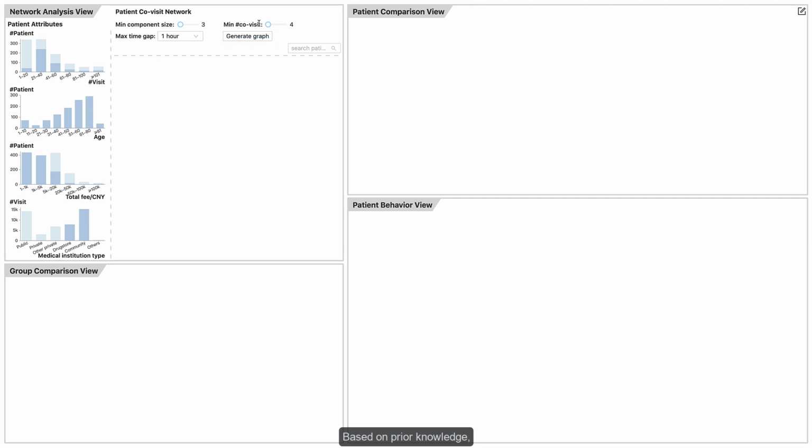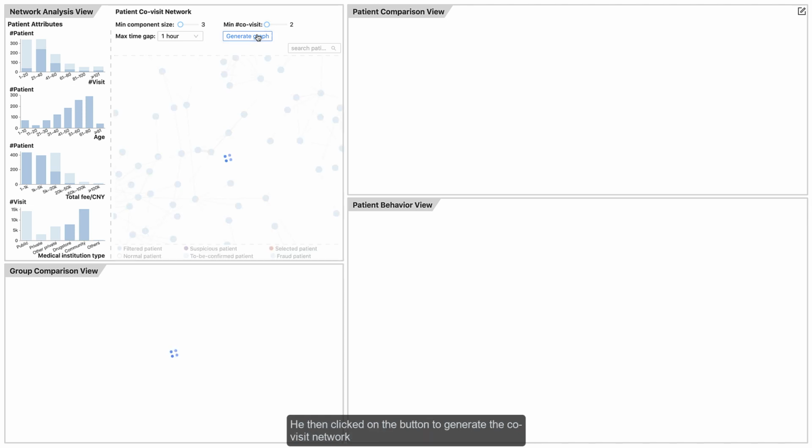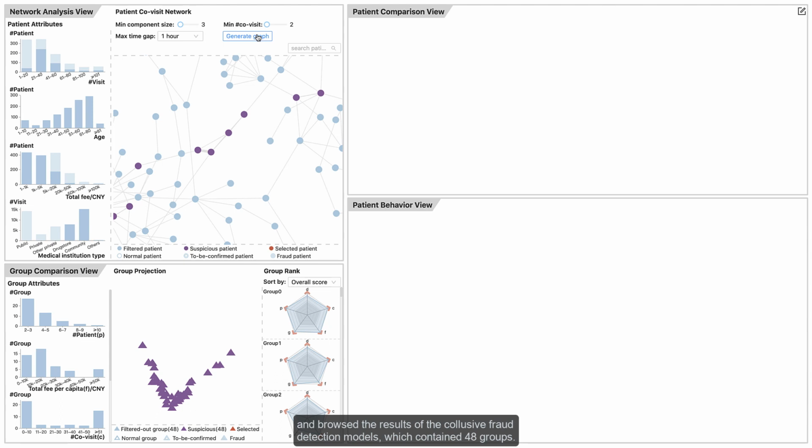Based on prior knowledge, he set the maximum time gap for co-visit to 1 hour and the number of co-visits to at least 2. To avoid missing collusive fraud, while excluding single patients and small groups of only 2 patients, he set the minimum group size as 3 and adjusted the minimum number of co-visits from 4 to 2 to generate the co-visit network. He then clicked on the button to generate the co-visit network and browsed the results of the collusive fraud detection models, which contain 48 groups.